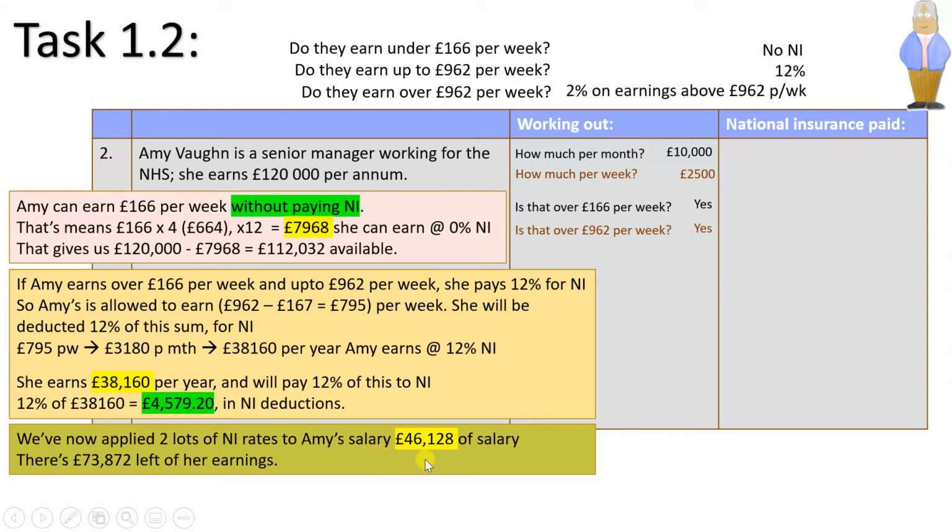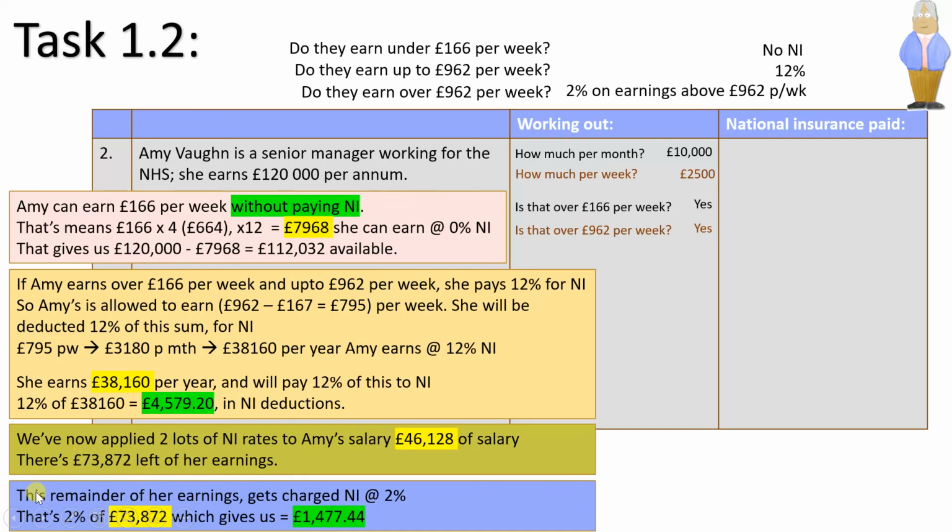So that means we've dealt with £46,128 of her salary. So there's £73,872 left of her earnings. What are we going to do about that? An outstanding question to ask. So what we do next is we've got to look at the remainder of her earnings, and it gets charged 2% of national insurance. So we need to calculate 2% of 73,872, and if you simply put in 73,872 times 2%, that will give you the percentage amount, which is £1,477.44.